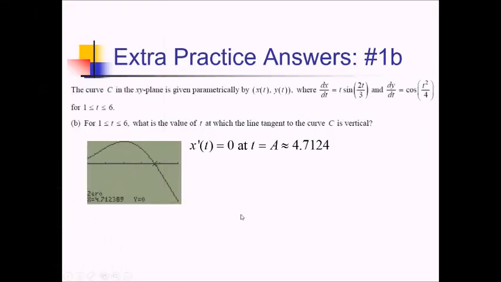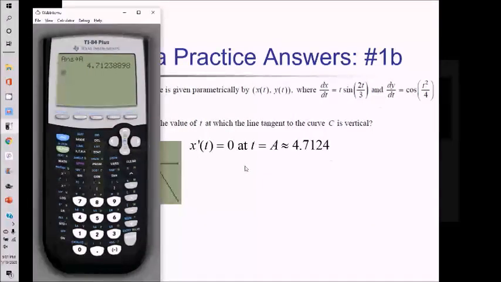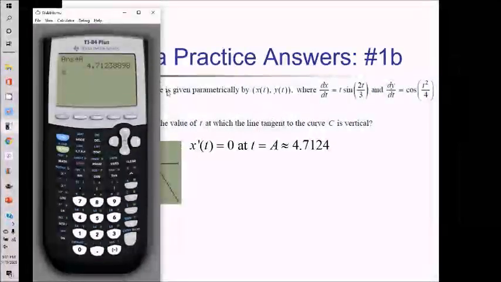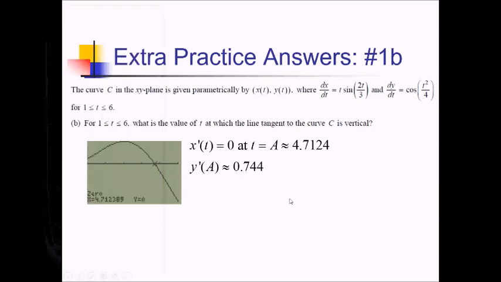All right. Now that I've done that, I need to actually plug this into y prime just to make sure I don't get another 0. Because again, if I get another 0, that means we're at rest, not vertically tangent. So let me go to alpha trace and then y2. That's my y prime. Let me plug in A, so alpha A. And pressing enter, we get about 0.744 and some change. Now, significantly, this is not 0, which means that we do indeed have a vertical tangent line at time A.